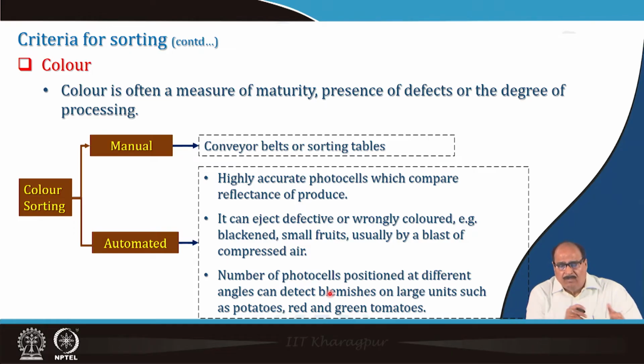Manually, conveyor belts or sorting tables are used, where the unsized or unevenly colored materials can be picked up by hand. But in the automated system, highly accurate photocells compare the reflectance of the produce. It can eject defective or wrongly colored material, for example blackened ones or small fruits, by a blast of compressed air. A number of photocells are positioned at different angles in the system, and can detect blemishes or large units such as potatoes, red and green tomatoes, and so on.